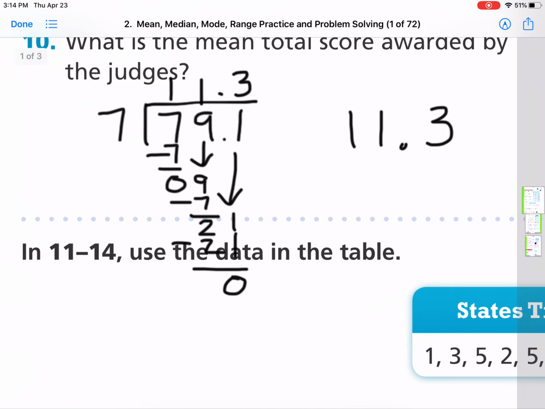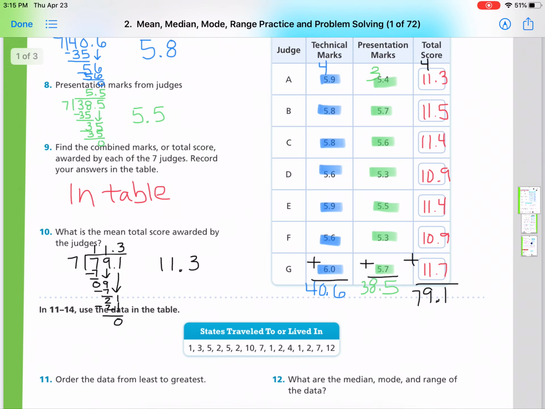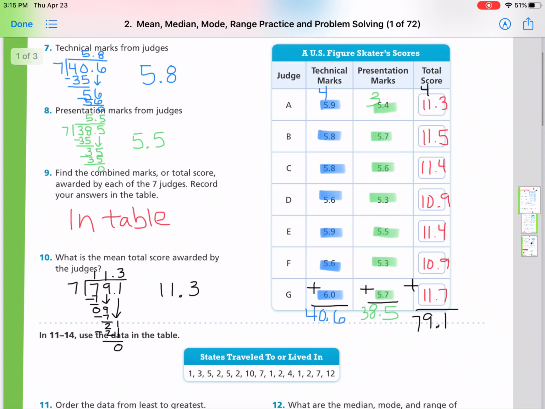Okay, so I just found mean 3 different times for number 7 through 10 using this table. So my answer again for 7 was 5.8. Number 8, 5.5, 9, I did that in the table in red, and then 10 was 11.3.